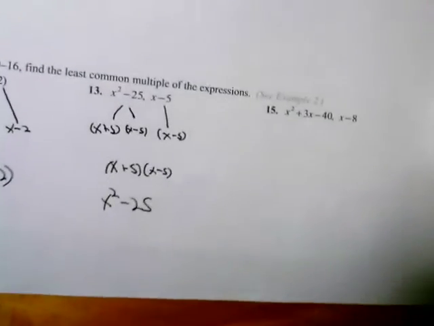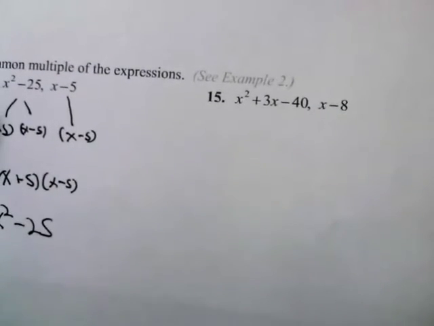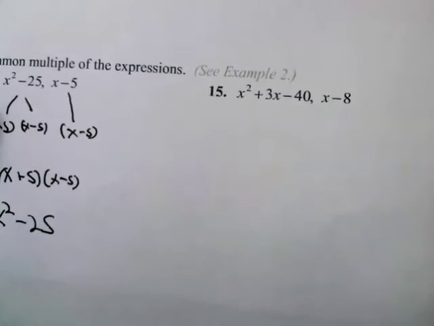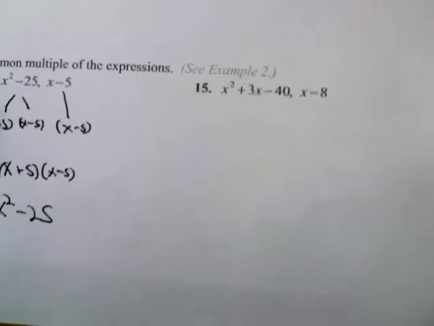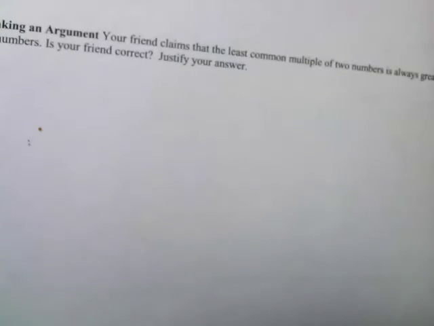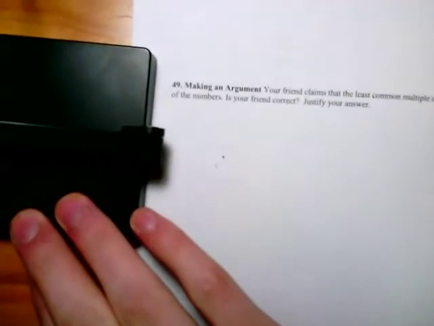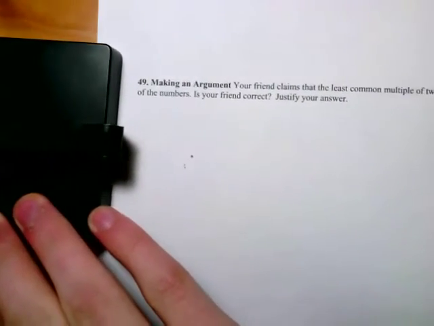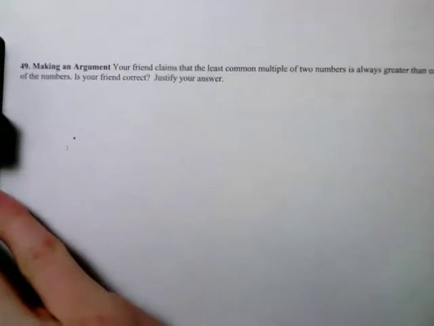And so just do the last one. This is a quadratic function. You can factor it. I think it's x plus 5 times x minus 8. You'll factor it later. And turn this over. And then the big thing here is, making an argument. Your friend claims the least common multiple of two numbers is always greater than each of the numbers. Is your friend correct?